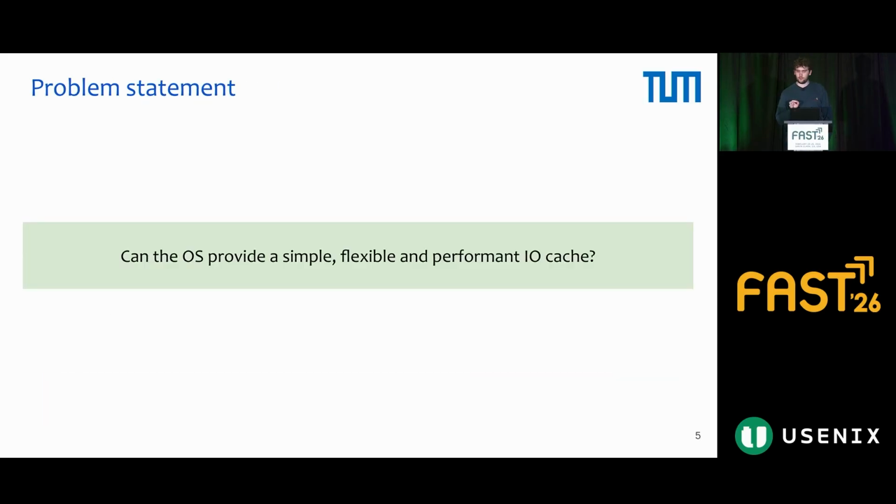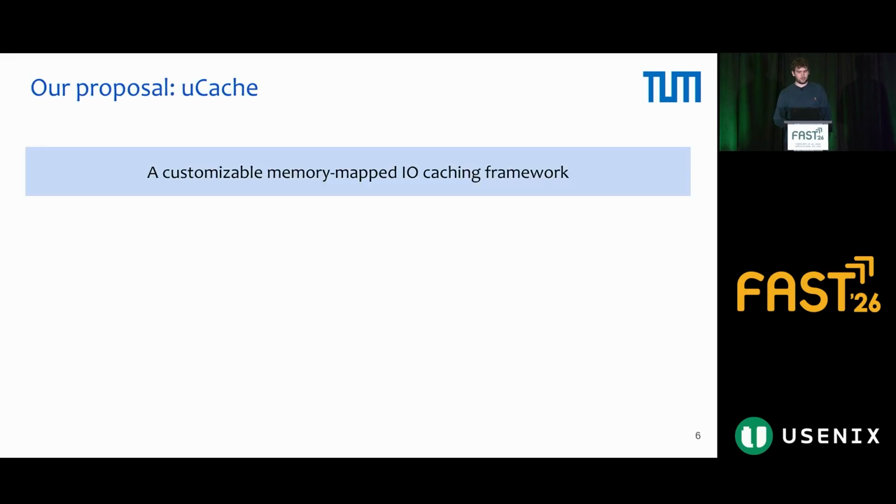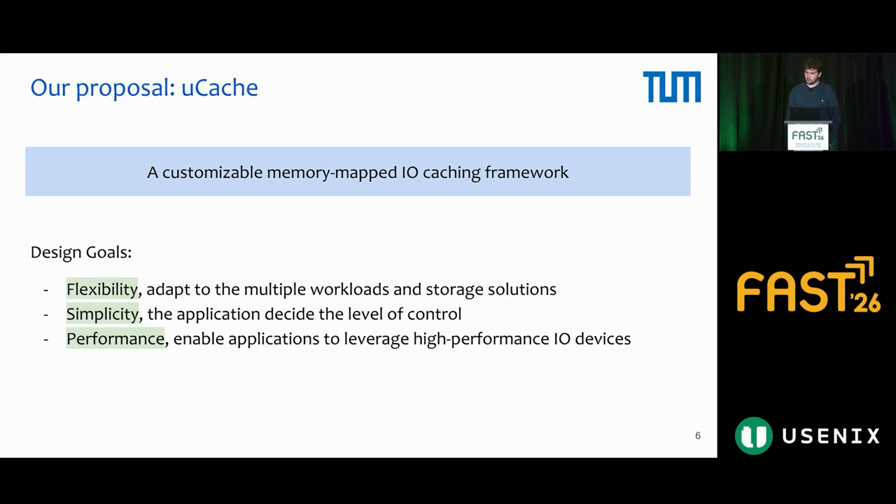So we ask ourselves the following: can the OS provide a simple, flexible, and performant IO cache? And we propose uCache, a customizable memory-mapped IO caching framework. Our goals, as I said, are to be flexible, to adapt to these multiple workloads and storage solutions; to be simple, to let the application decide the level of control it requires; and to be performant, to enable applications to leverage these high-performance IO devices.